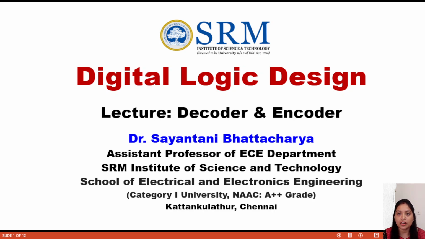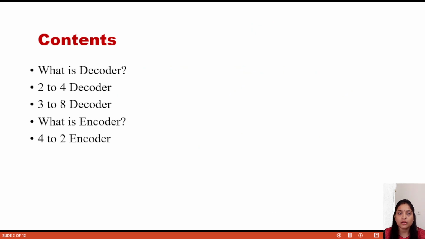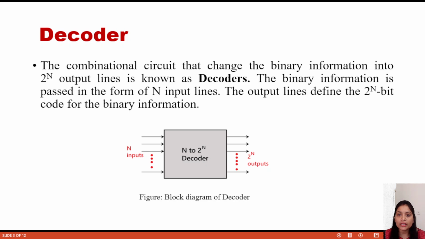Today I am going to start a new topic, Decoder and Encoder. These are the contents: first of all I will describe what is a decoder, then the 2 to 4 decoder and the 3 to 8 decoder, and then what is an encoder, and after that the 4 to 2 encoder. Okay, so what is a decoder?